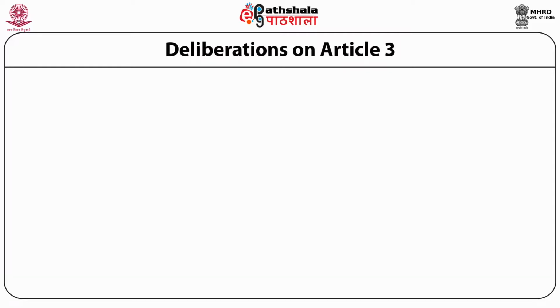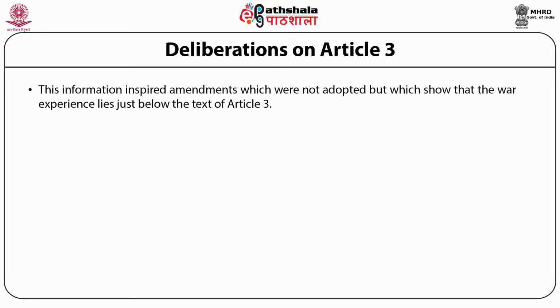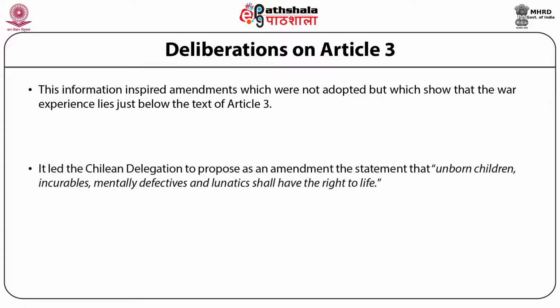So this was the context for the deliberations on Article 3. This information inspired amendments which were not adopted but which show that the war experience lies just below the text of Article 3. The Chilean delegation, for example, also proposed an amendment that unborn children, fetuses essentially, mentally defectives and lunatics shall have the right to life.